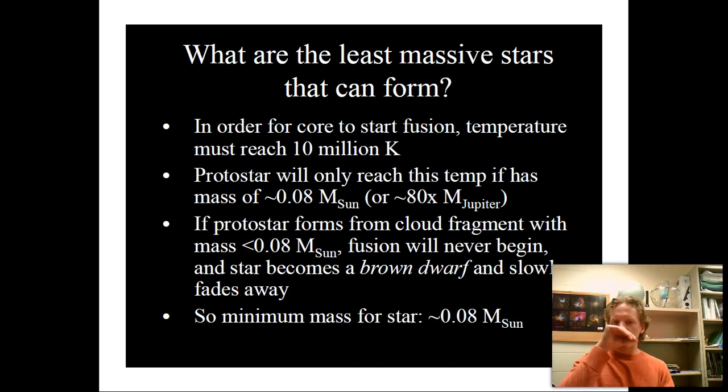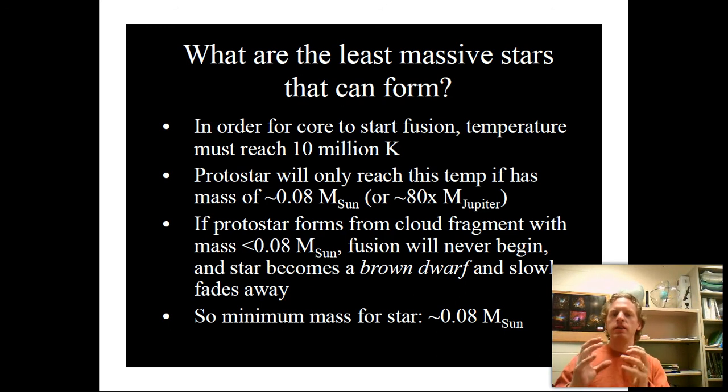So I had said that there's a couple questions we can ask. First, what are the least massive stars that can form? What are the most massive stars that can form? So let's talk about the least massive ones. The idea here is that we need gravity to condense that thing enough and heat it up enough so that we eventually hit 10 million Kelvin. Now, the more matter you have, the more gravitational pull it has, and the more likely it is to heat up and hit that 10 million Kelvin mark.